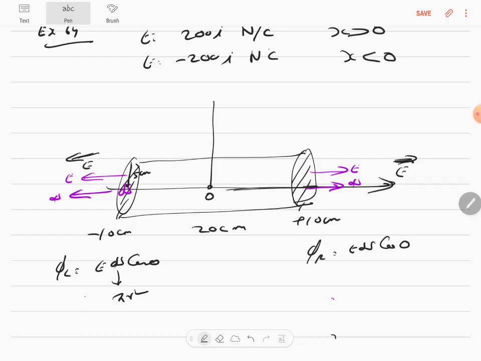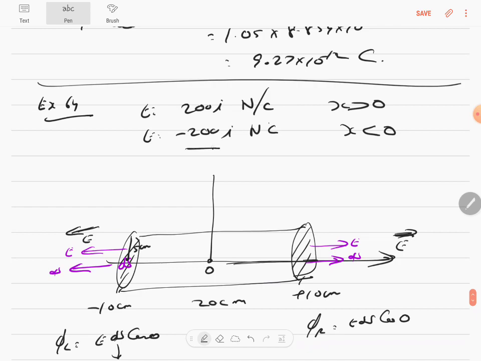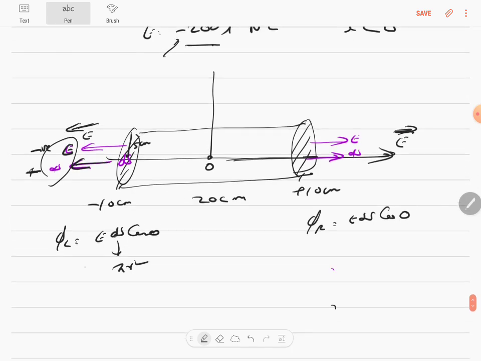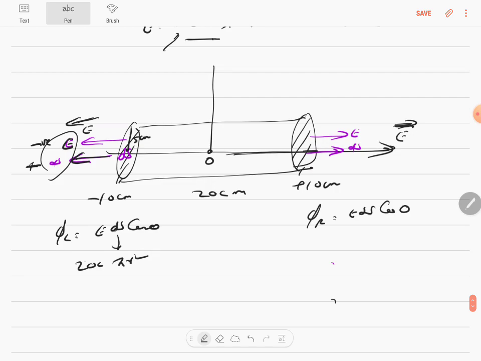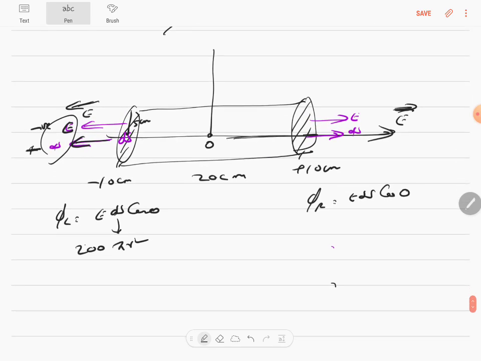Okay, one second. This is EDS. It may be specified as minus 200 i, but the ds vector is also in the negative direction. The electric field is also in the negative direction, and the ds vector is also negative in direction. So put together, EDS will not be negative. So you just have to write pi r square cos 0. So therefore, electric field's value is just 200. Don't write negative sign there, because you know it's parallel, so only the positive answer will fetch you.